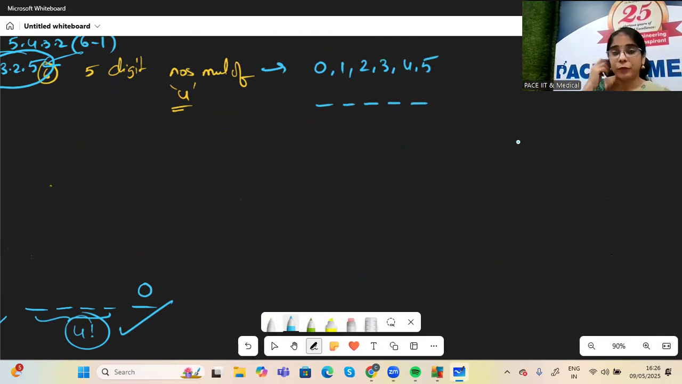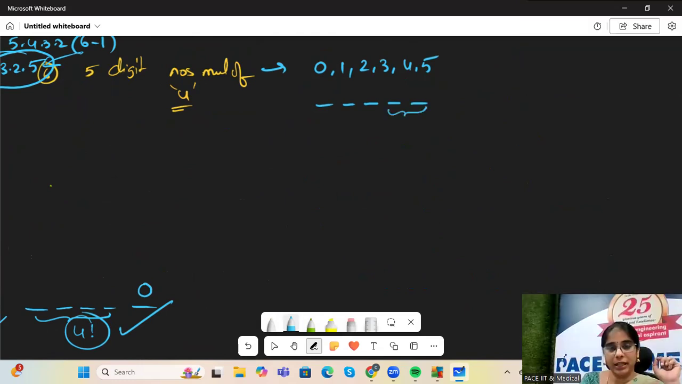5-digit numbers, right? For divisibility by 4, what do you mean by divisibility by 4? When a number is divisible by 4, obviously your last two places should form a number which is divisible by 4, right? Last two places should be divisible by 4. Now, start with 0 onwards. Check every possibility there. 0, 1 divisible? No. 0, 2 divisible? Yes.